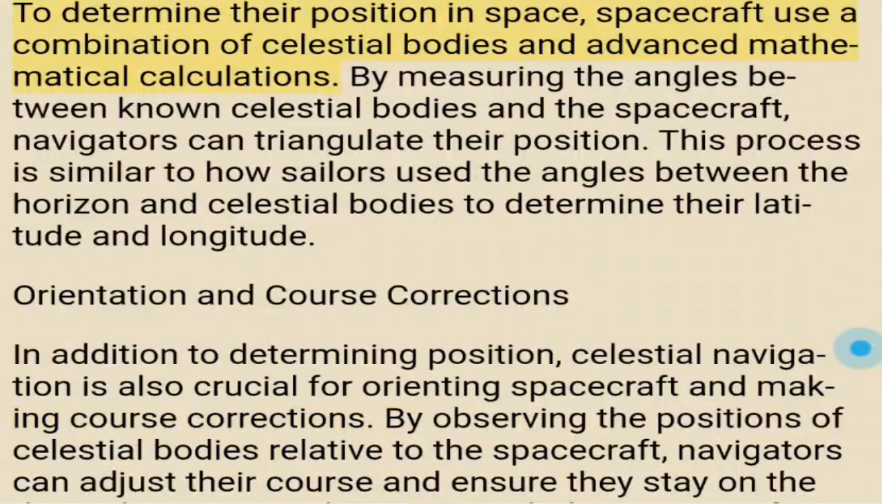Determining position. To determine their position in space, spacecraft use a combination of celestial bodies and advanced mathematical calculations. By measuring the angles between known celestial bodies and the spacecraft, navigators can triangulate their position.